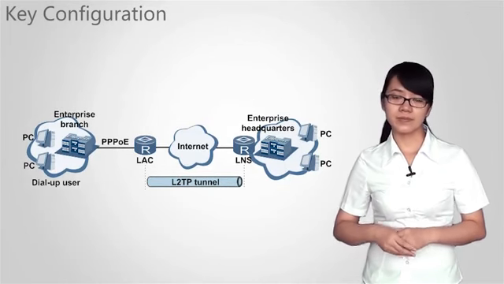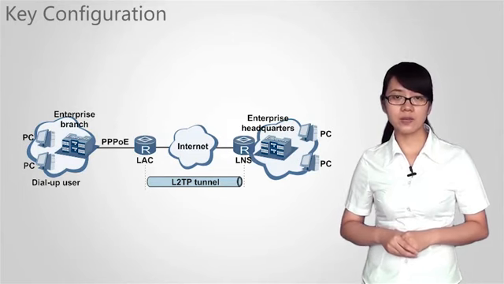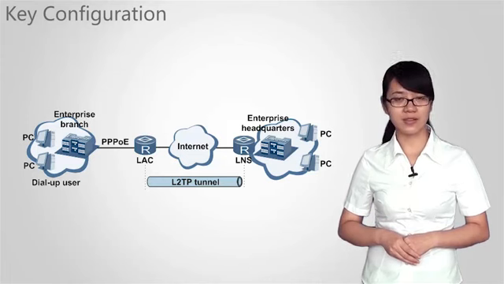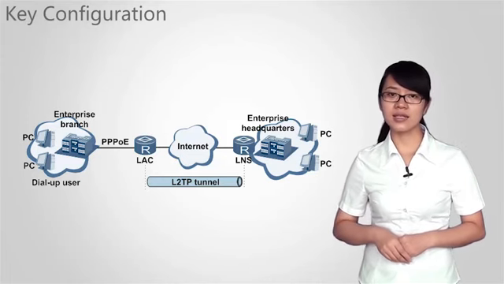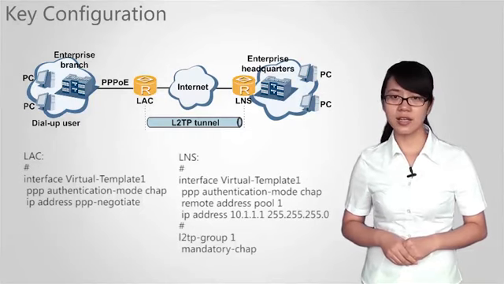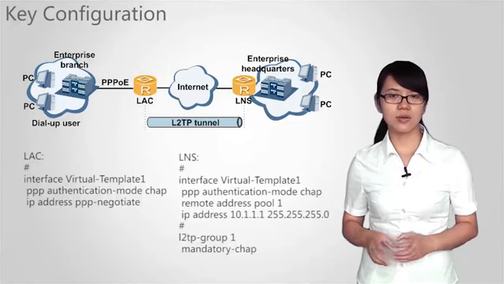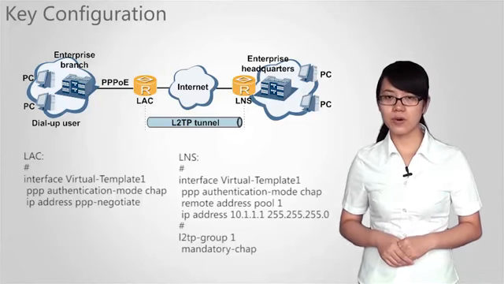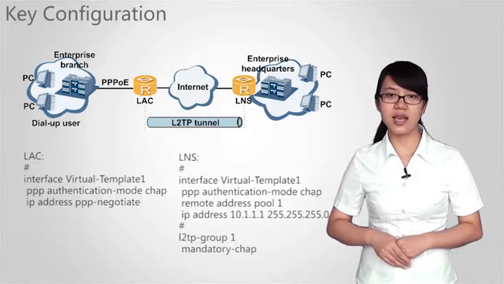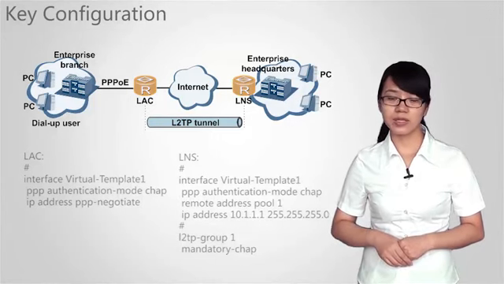PPP negotiation. I have mentioned that PAP and CHAP are used in PPP authentication. You must use the same authentication mode on the LAC and LNS. A virtual template is used in PPP negotiation. You must configure an IP address for the virtual template, otherwise the interface cannot work properly. The IP address of VT1 on the LNS is used as the gateway address of the remote private network.